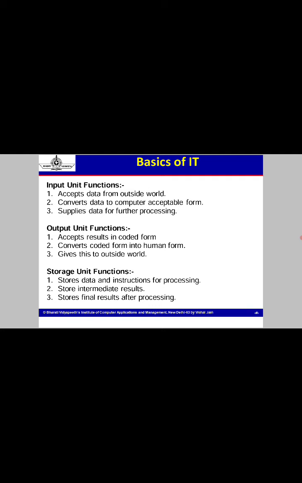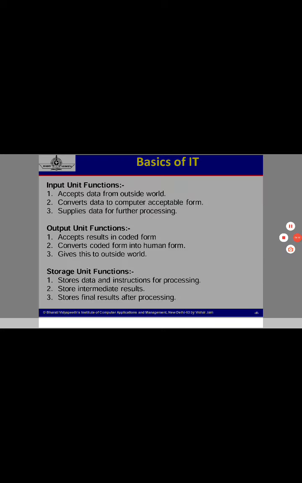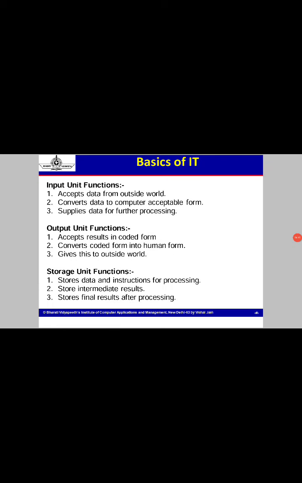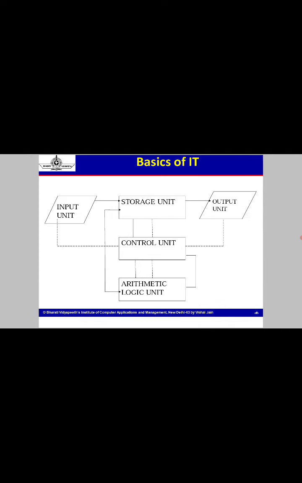Computer readable form means it converts the data we enter into binary form or machine language. Third one is supplies data for further processing, means to send and receive data or information from input units to the CPU or processing unit.